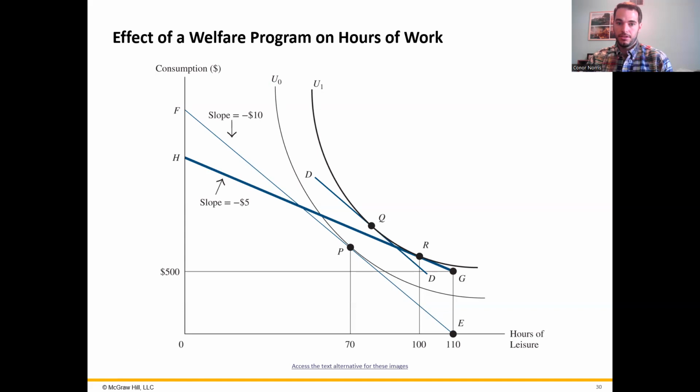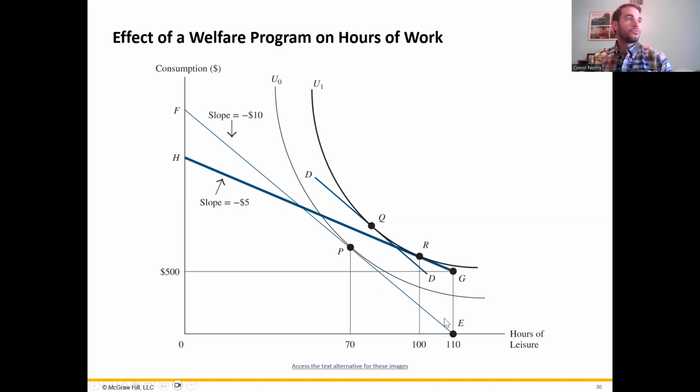So this example here is very similar to the last one, but it's slightly more complicated. But don't worry, a lot of this stuff is the same, so we'll walk through one piece at a time. So the individual budget line is still FE. In this case, they're earning $10 per hour. It goes from 110 hours of leisure here, if they're not working at all, all the way up to this point F here, if they choose to engage in no leisure. This is the same slope, same everything as last time. This U0 here is the same original indifference curve, the utility function. And right here at point P, 70 hours of leisure, 40 hours of work is exactly the same as what we saw last time.